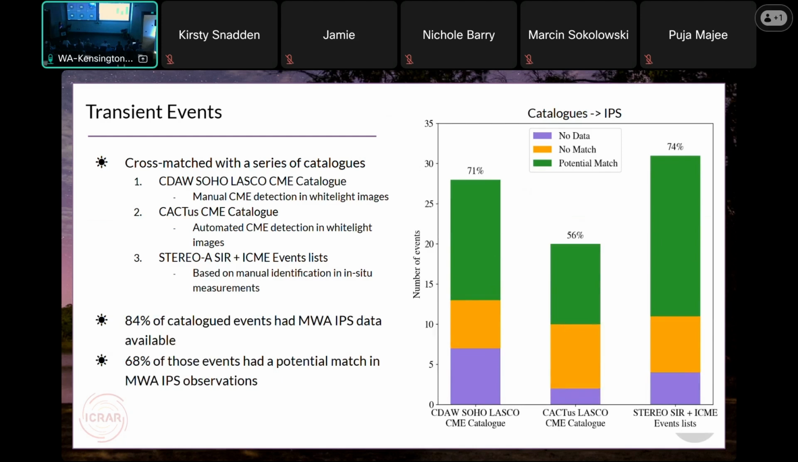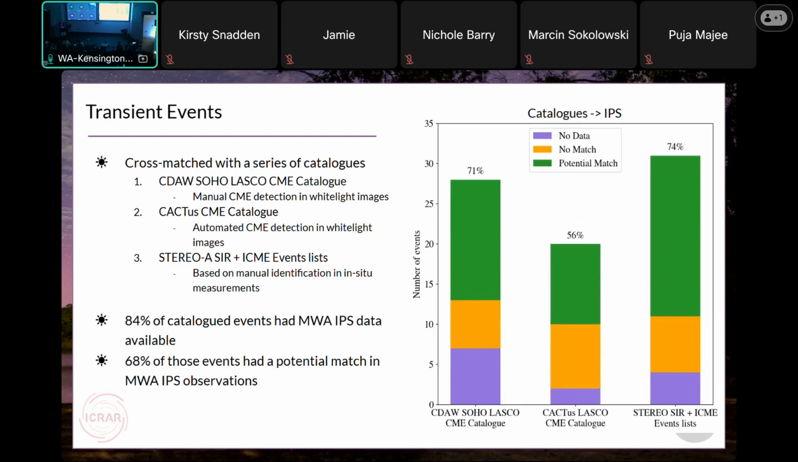And good news, 84% of the events had data available, which is very pleasing to see. The fact that we've got pretty good coverage of the heliosphere in terms of temporal coverage for an instrument that can only be observing for half of the day. It still is being able to capture 84% of the events, just purely because of how wide the field of view is. Things remain in the field of view for quite some time.